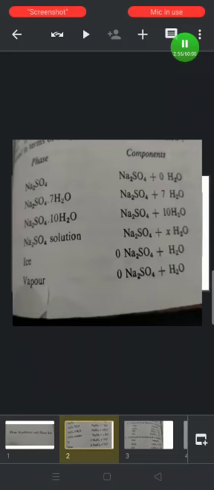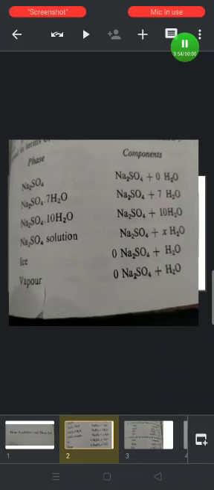Now if we see the sodium sulfate water system, the various phases that may exist are sodium sulfate, Na2SO4·7H2O, Na2SO4·10H2O, ice, solution, and vapor. It will be seen that the composition of each phase can be expressed in terms of sodium sulfate and water, as shown in this picture.